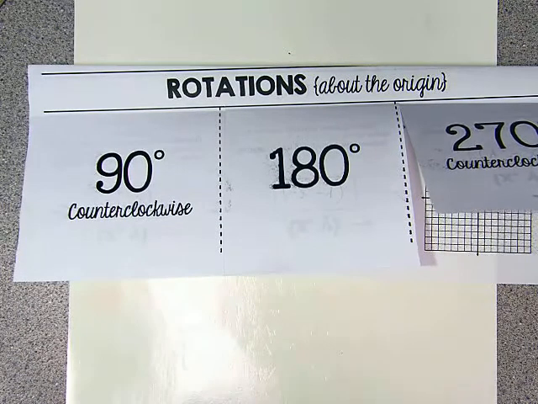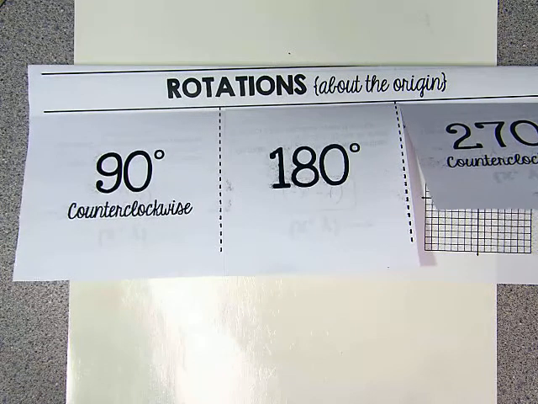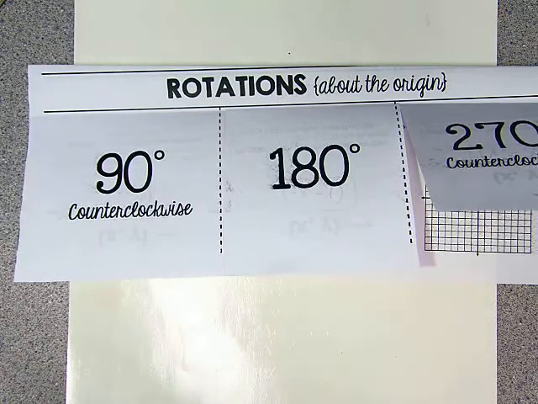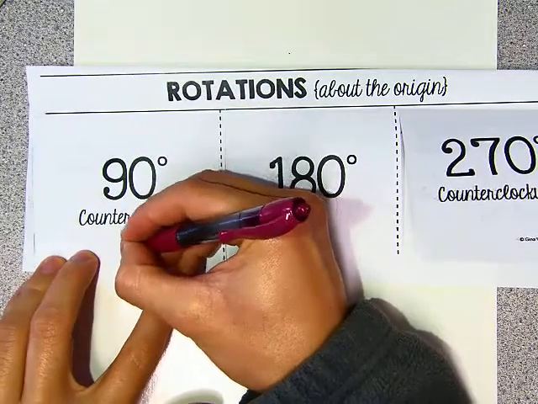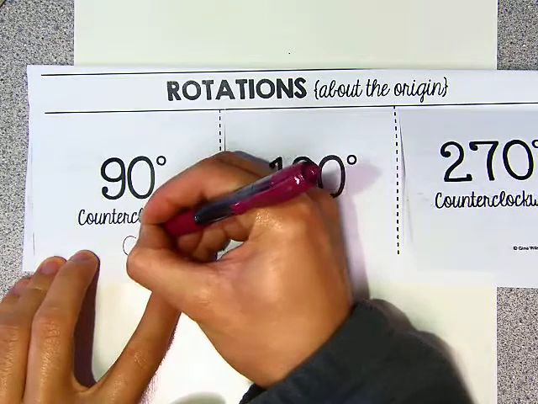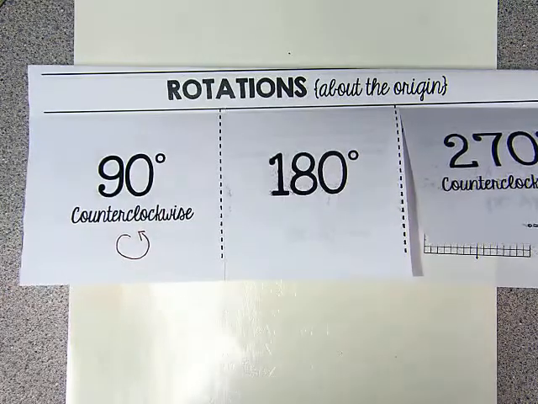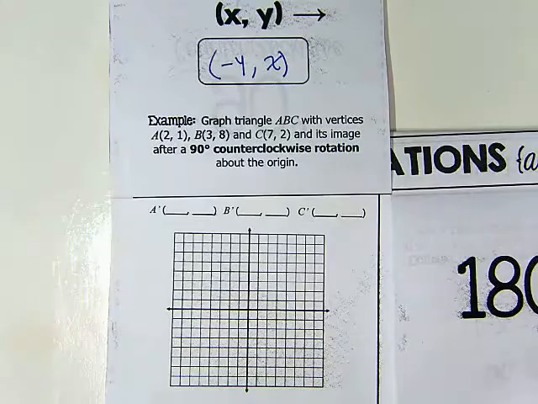Specifically counterclockwise. There's three different types. We'll talk about 90 degrees, 180 degrees, and 270 degrees. Remember that counterclockwise is the opposite way that a clock goes. So we are going like that. So let's go ahead and start with 90.